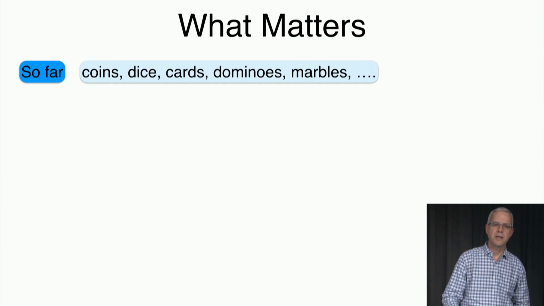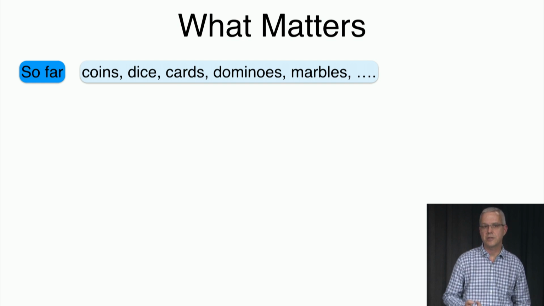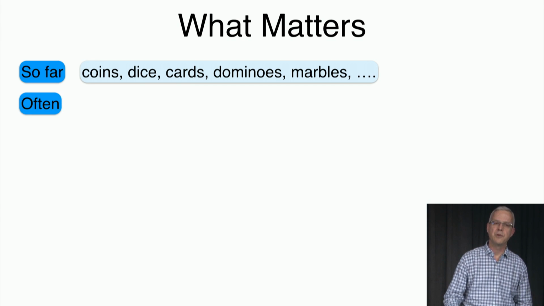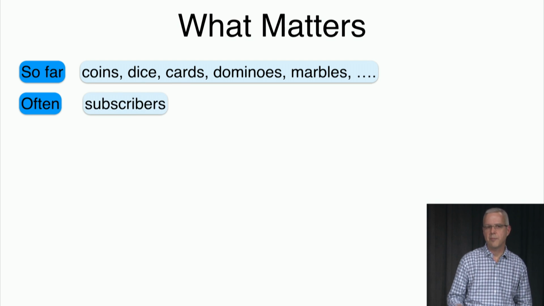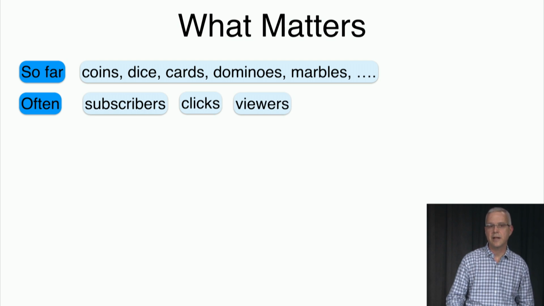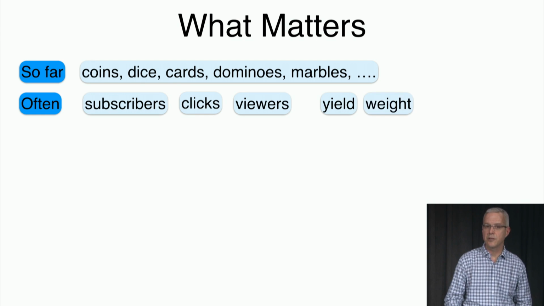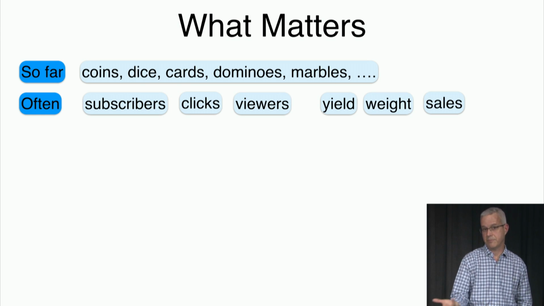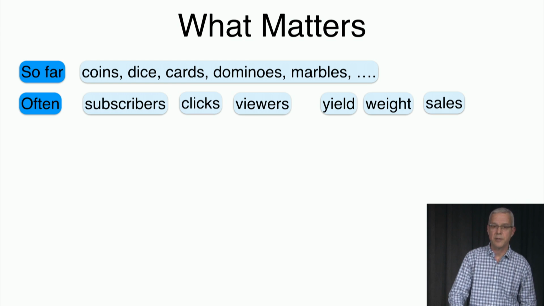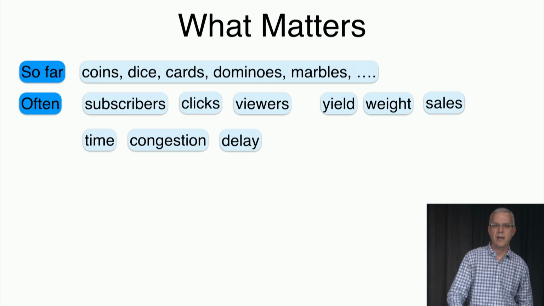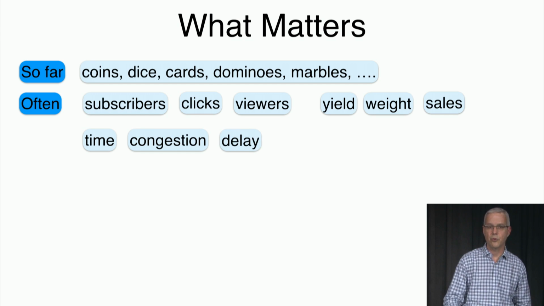So far we talked about things like coins, rolling dice, playing cards, dominoes, marbles, all these things that are lots of fun, but often we do things that are not so fun but still necessary. For example, if you're an internet company, you may wonder how many subscribers you have, or how many clicks you get, or how many viewers have seen your website. Or if you're a manufacturing company, you may wonder about the yield of your product, the weight of individual items, how many sales you have, and so on. If you're a traveler, you may wonder about how long it will take you to arrive at your destination, or the congestion along the way, or the delay of your ride or of your flight.